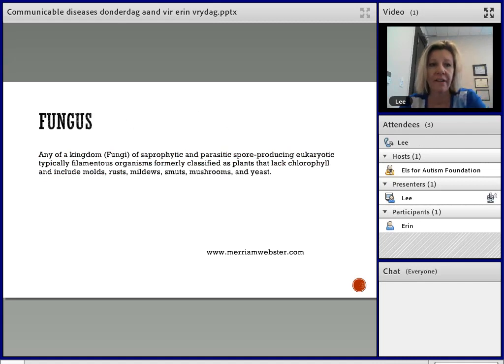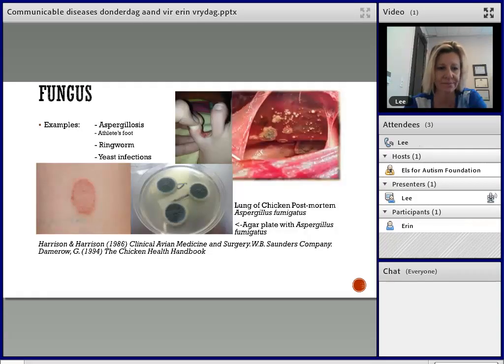So next we are with fungi. Fungus is any kind of a kingdom of saprophytic and parasitic spore-producing eukaryotic typically filamentous organisms formerly classified as plants, and now they're thinking, is it really a plant because it lacks chlorophyll, and it includes mold, rust, mildews, smuts, mushrooms, and yeast. So we see with fungus, there's about 1.5 million different species of fungus.